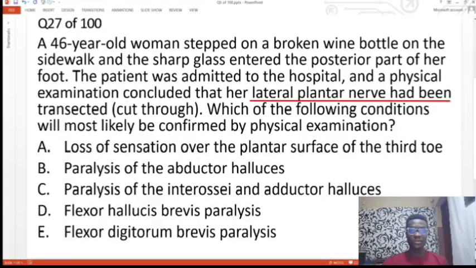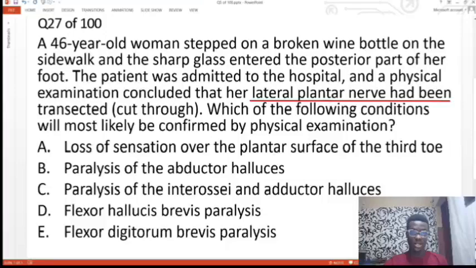Now, among the muscles innervated by the lateral plantar nerve, you have the abductor digiti minimi in the first layer. You have the lateral 3 lumbricals, that is the second, third, and fourth lumbricals. We have 4 lumbricals in the second layer. The first lumbrical is innervated by the medial plantar nerve, while the remaining 3, the second, third, and fourth lumbricals, are innervated by the lateral plantar nerve. And then the quadratus plantae or the flexor digitorum accessorius. So those are the muscles innervated by the lateral plantar nerve.